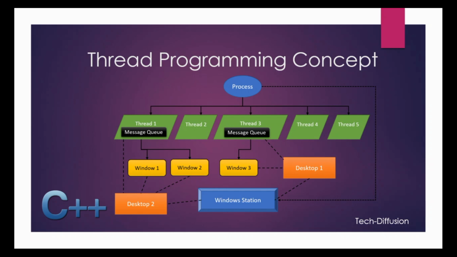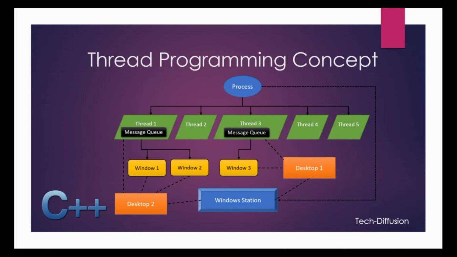Then what will happen is that the process creates some threads, right? Thread 1, thread 2, thread 3, thread 4, thread 5. Thread 3 is running desktop 1, thread 1 is running desktop 2, and Windows 1, Windows 2. How can we do that? This is the basic thread programming concept. It's very simple: a process creates some basic threads, and from those threads we can control our complete machine.